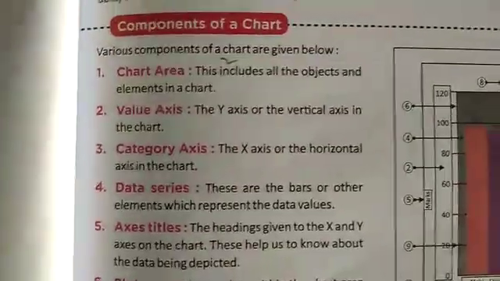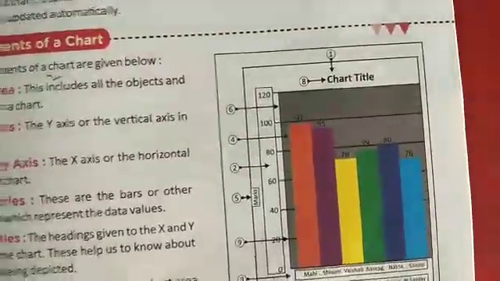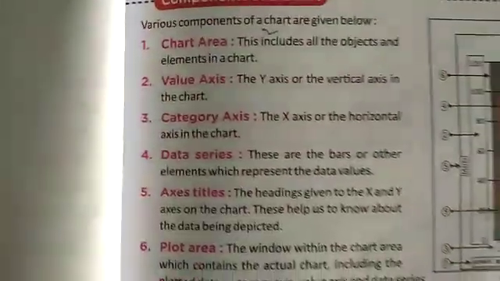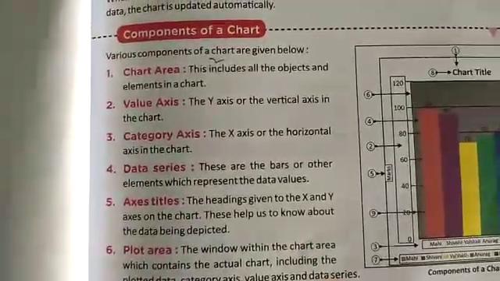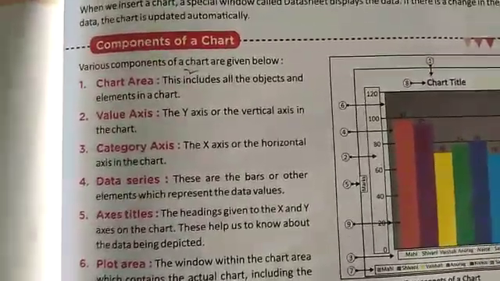Point number 3 is category, the x-axis or horizontal axis. This is your x-axis. Fourth is data series. These are the bars or other elements which represent the data values. See point number 4. These are the bars.